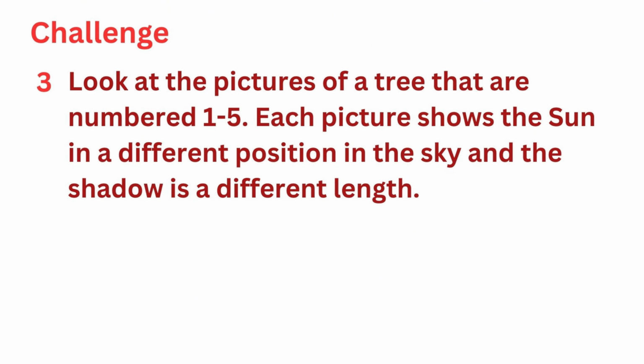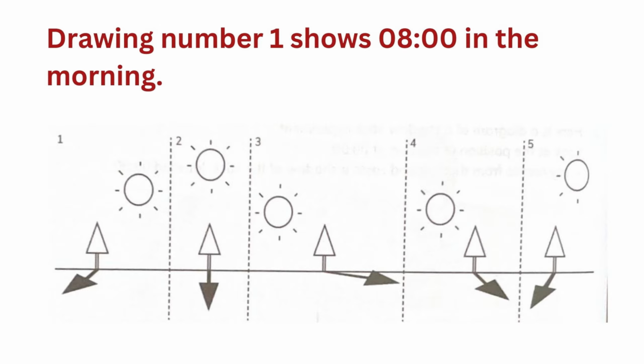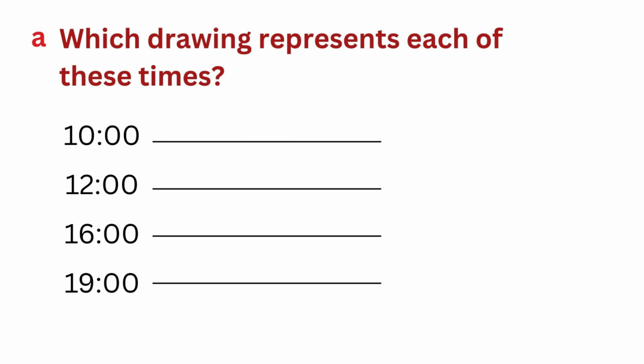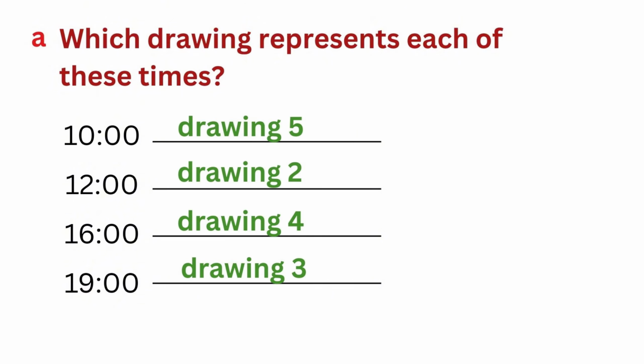Challenge. Question number 3. Look at the pictures of a tree that are numbered 1 to 5. Each picture shows the sun in a different position in the sky and the shadow is a different length. Drawing number 1 shows 8 in the morning. A. Which drawing represents each of these times? 10. Drawing 5. 12. Drawing 2. 16. Drawing 4. 19. Drawing 3.